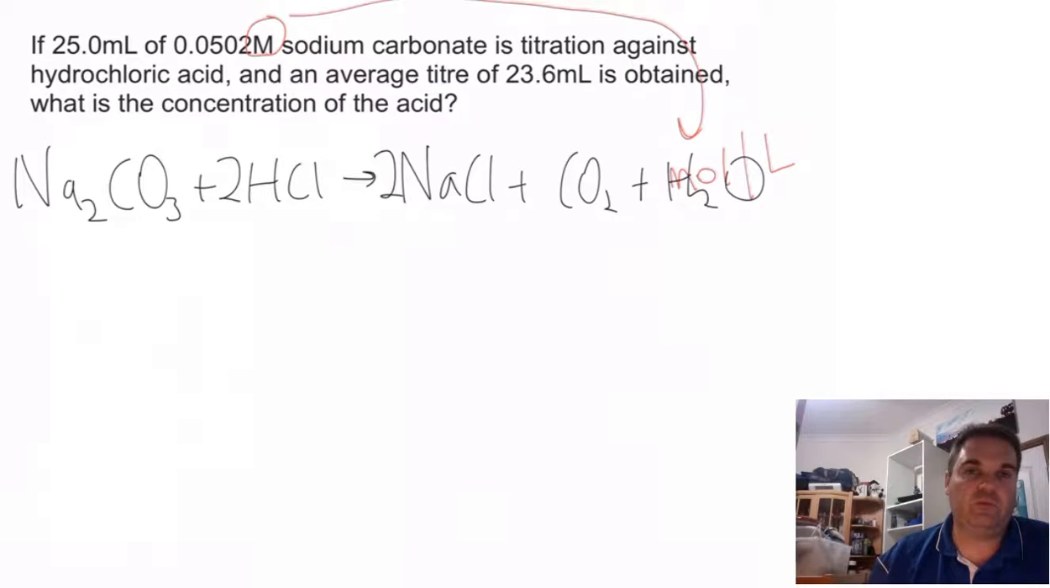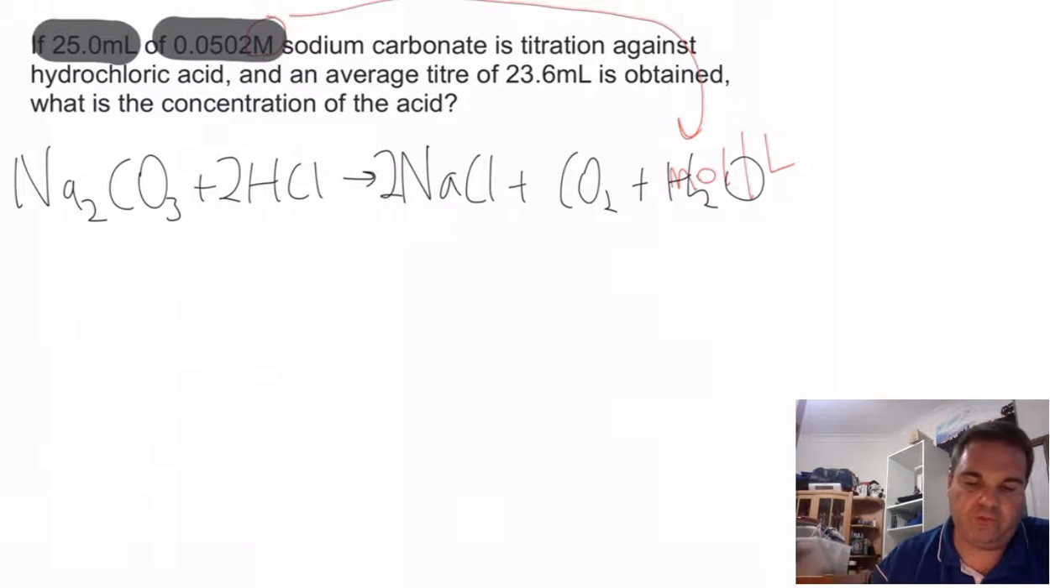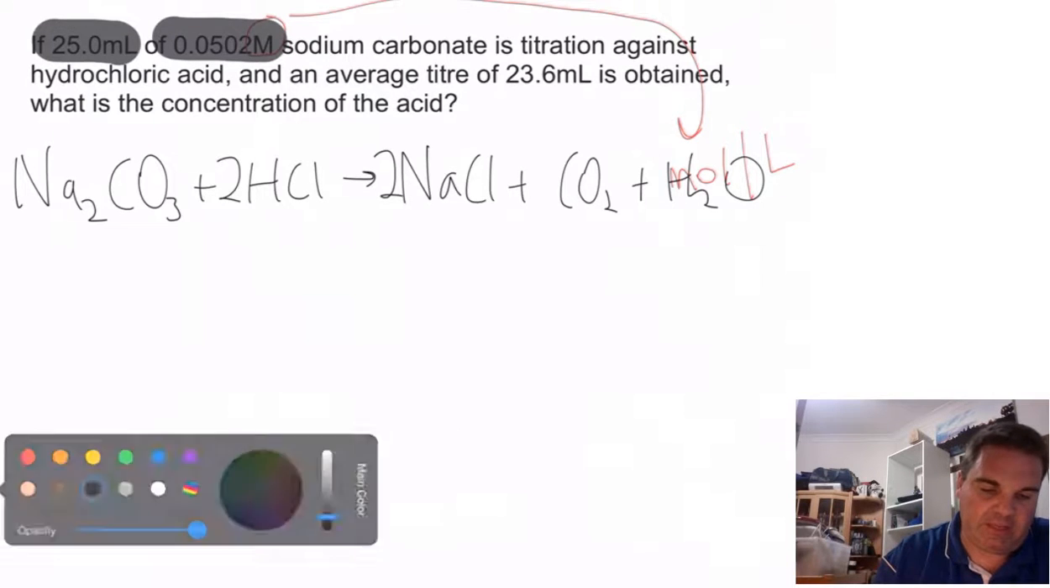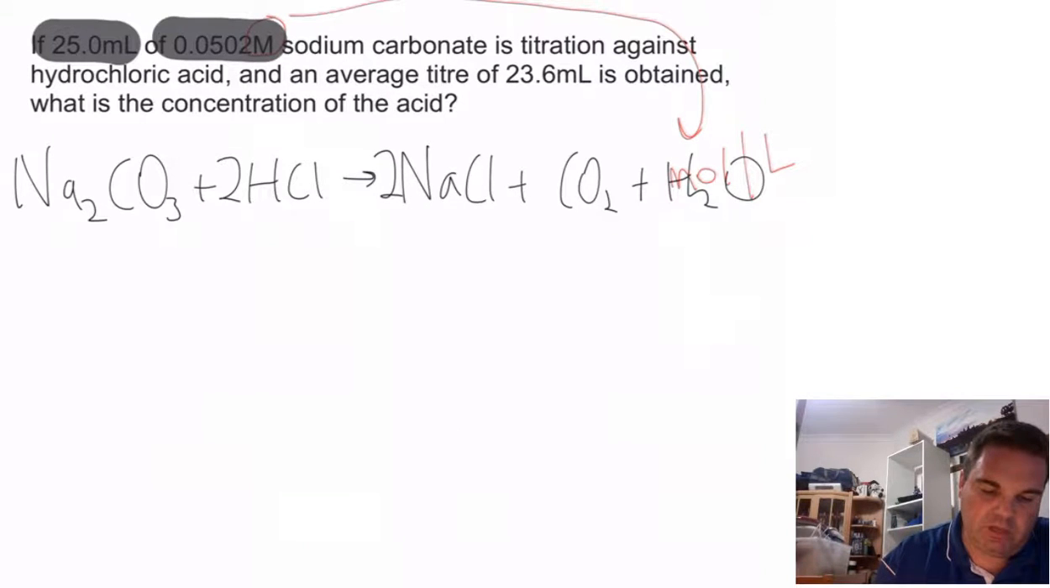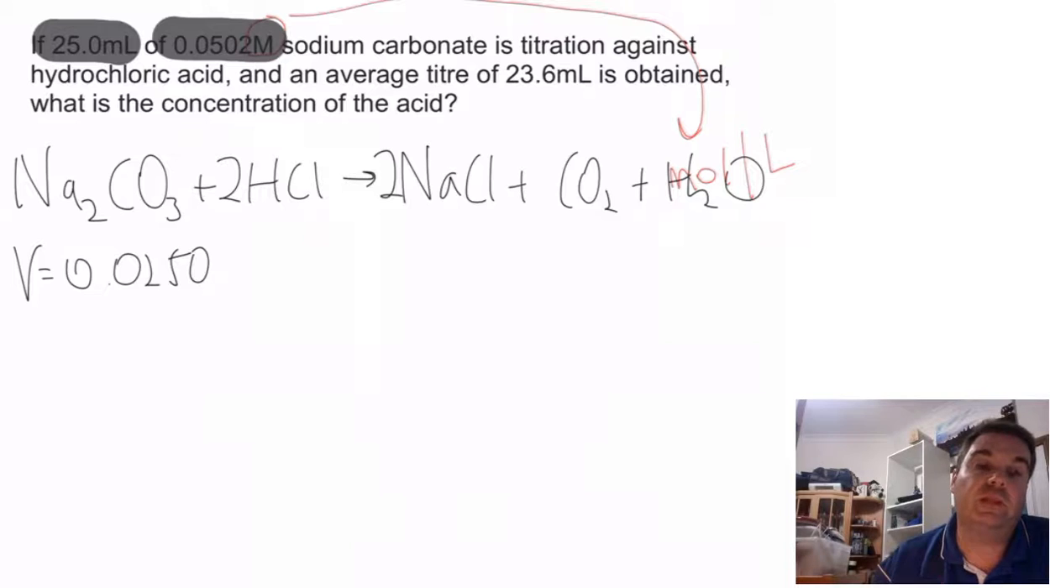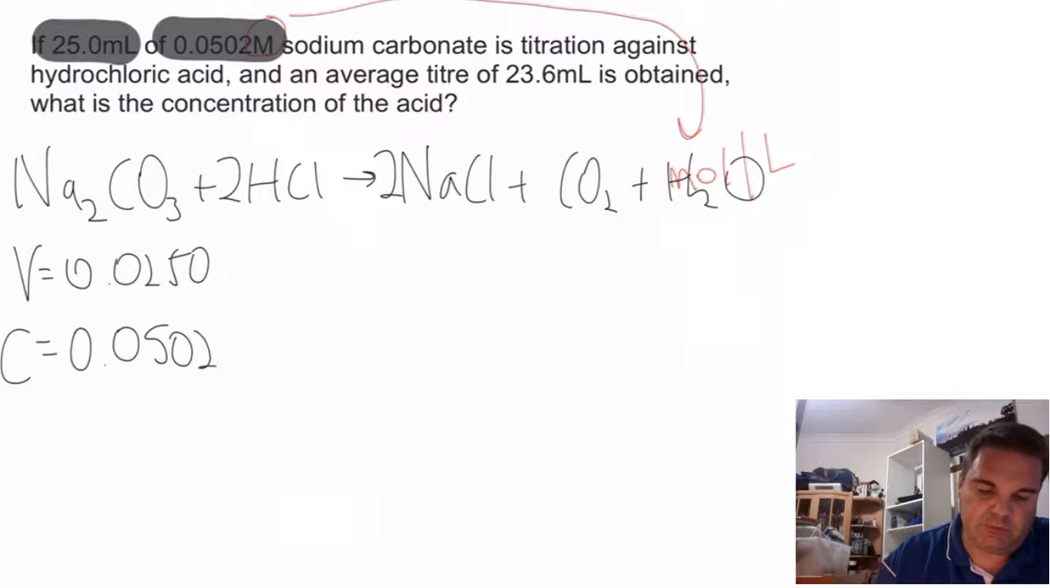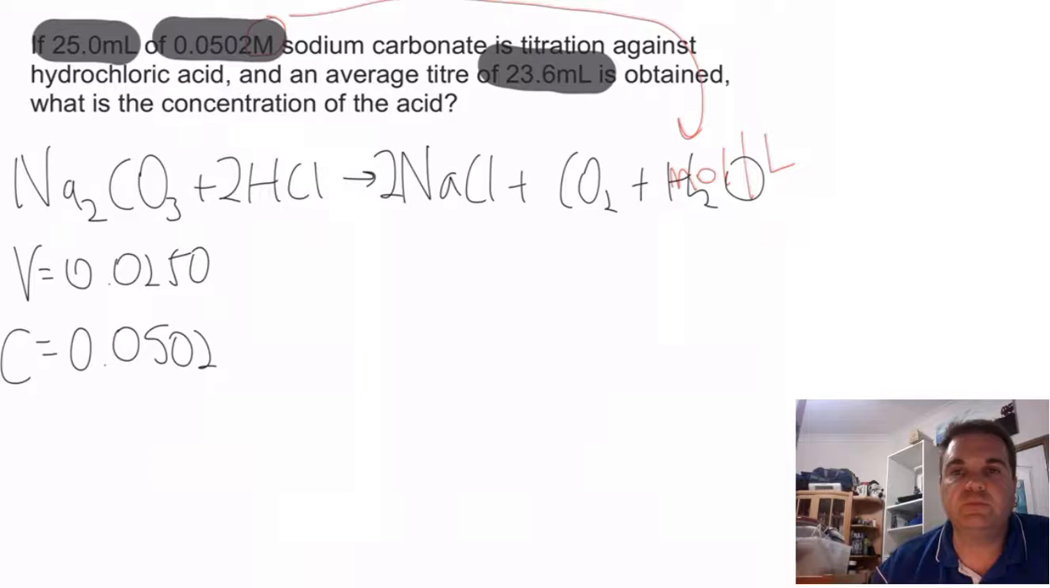Next step is to write down what you know. If we have a look up here in our question, we've got 25 mils of 0.0502 sodium carbonate. So we add that in here. We have a volume of 0.0250. Practice converting from milliliters into liters so you can do it really quickly. And we have a concentration of 0.0502.